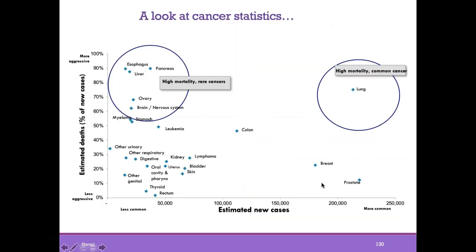And this is an interesting graph that looks at new cases on the x-axis and the mortality of cancer on the y-axis. So over here we have the most common cancers, and the higher we get is the most aggressive, most deadly cancers. So lung cancer is something that is very common and very aggressive. This explains why a lot of pharma companies are trying to figure out how to cure lung cancer, how to treat lung cancer.